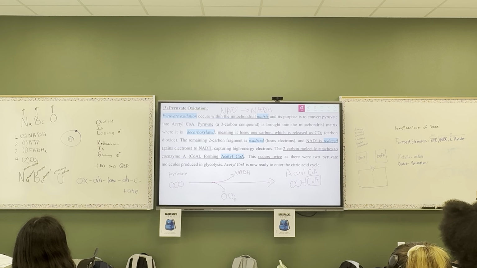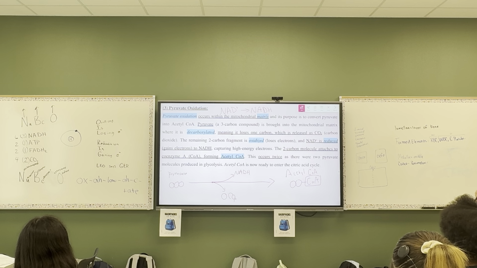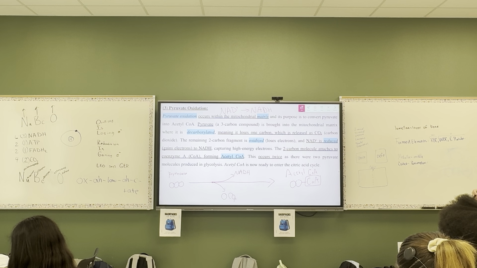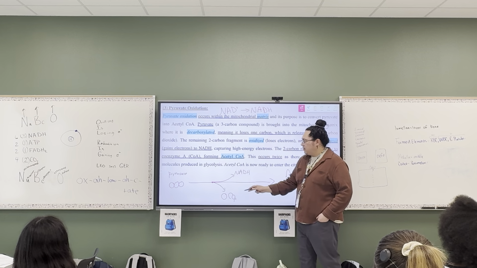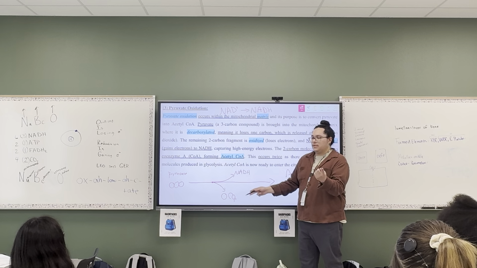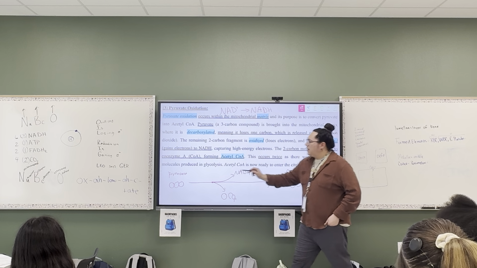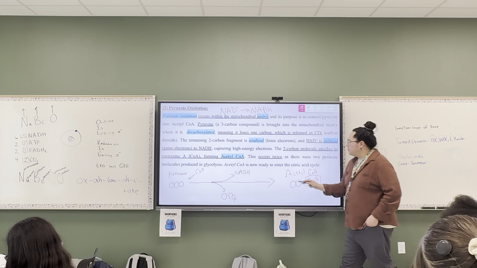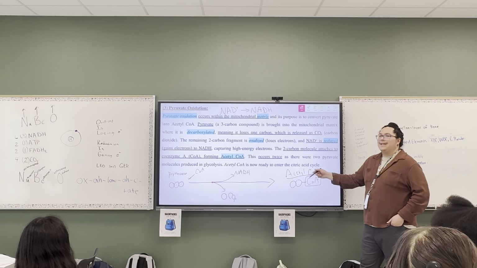The 2 carbon molecule attaches to coenzyme A, CoA, forming acetyl-CoA. This occurs twice as there were two pyruvate molecules produced in glycolysis. Acetyl-CoA is now ready to enter the citric acid cycle. So, one more time, pyruvate is decarboxylated, which means that we cut off the what? Carbon. And it's lost as CO2. And then when we do that though, we produce a NADH. This CoA just glues to those two carbons that are left over to produce what? Acetyl-CoA.